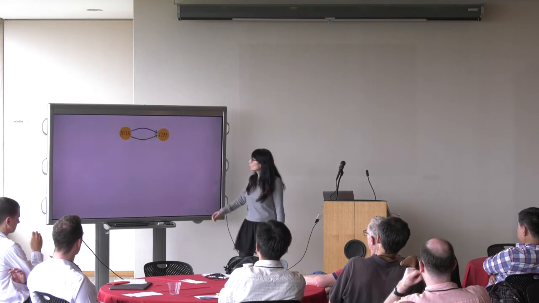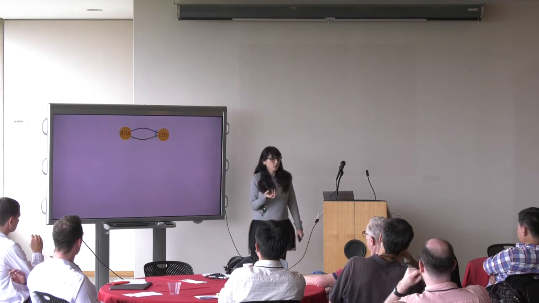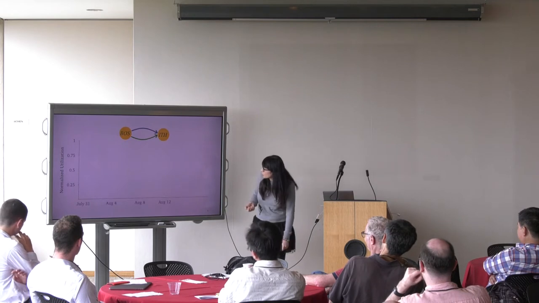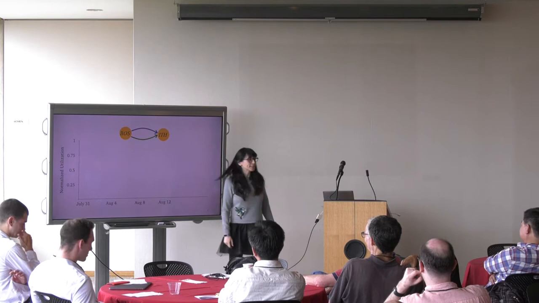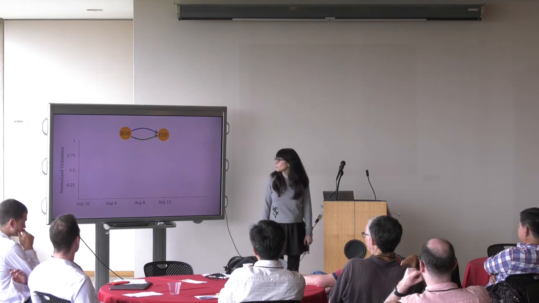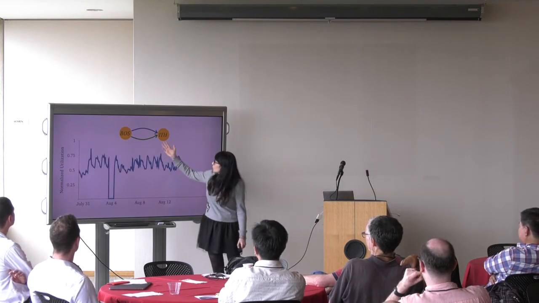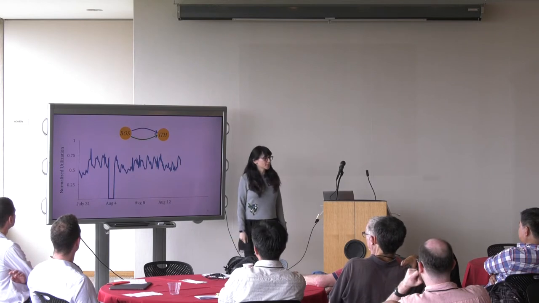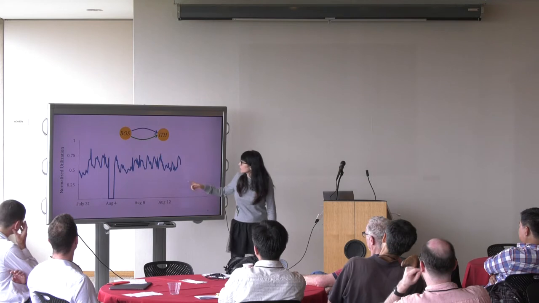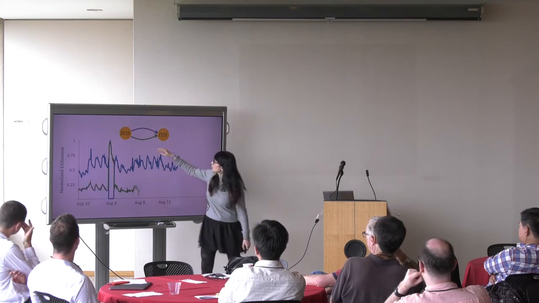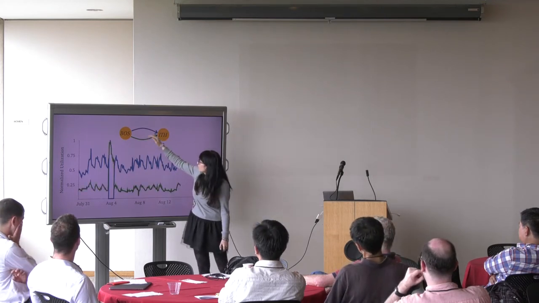So I want to show what happens really in practice, in real life. What I'm going to show you is that on the x-axis there's time, and on the y-axis I'm plotting the normalized link utilization. And this is showing two links between Boston and Ithaca, for example. The blue link is the top link here, and the green link, and I hope the color is visible, is the bottom link.